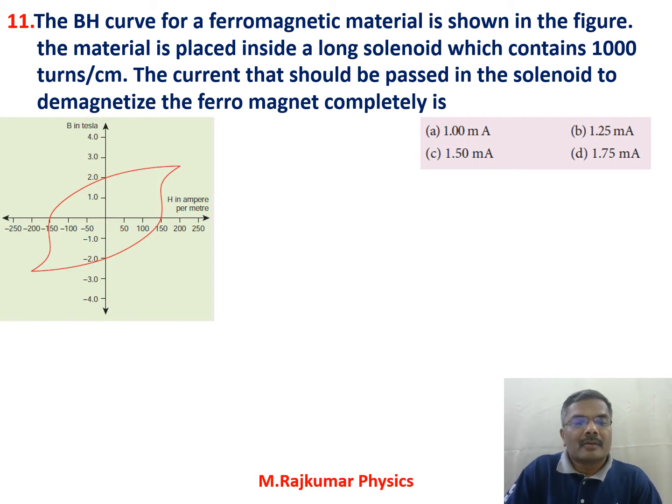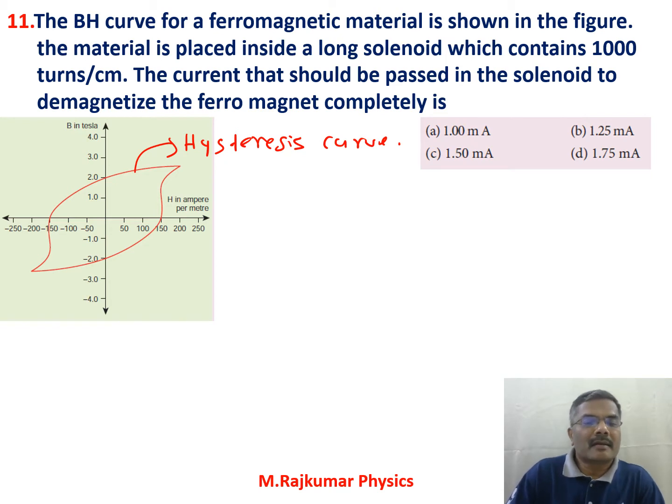So they are given this hysteresis curve. This curve is called a hysteresis curve. This hysteresis curve will give you the behavior of the magnetic properties induced in the material, how it has been induced, how it is magnetized and how it can be demagnetized. So that particular history it will give.